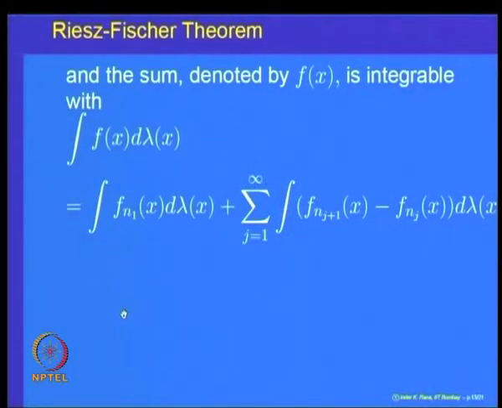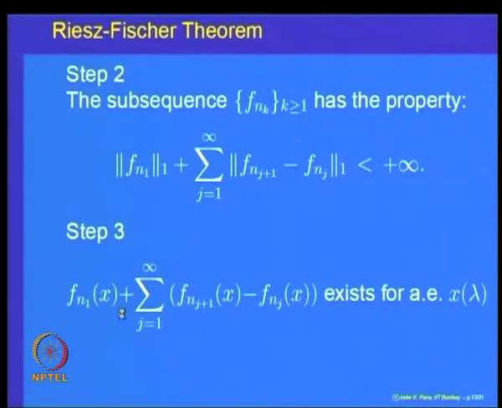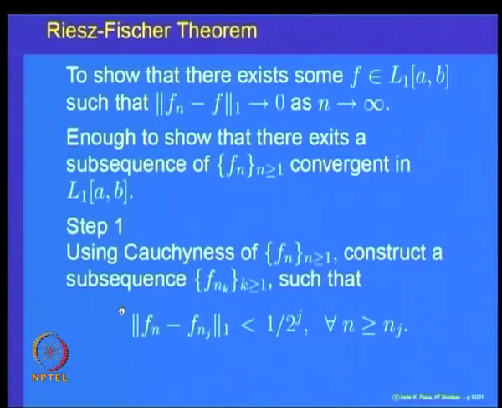So, let us just go back to the proof once again. Basically, the proof requires one observation, namely, to show that a Cauchy sequence is convergent, it is enough to produce a subsequence which is convergent. That subsequence is produced by using the Cauchy property, with the property that the norms of the consecutive terms of that subsequence are less than 1 over 2 to the power j.